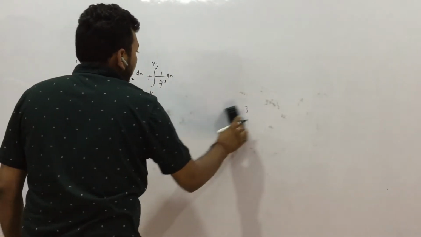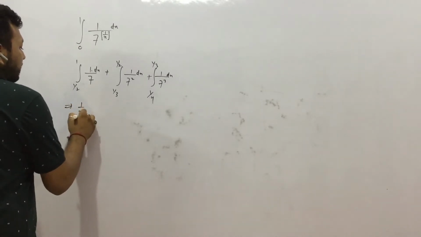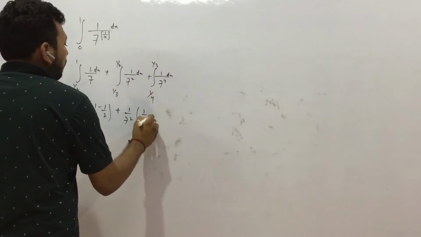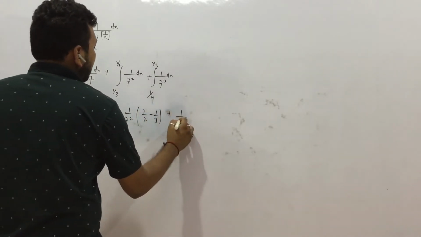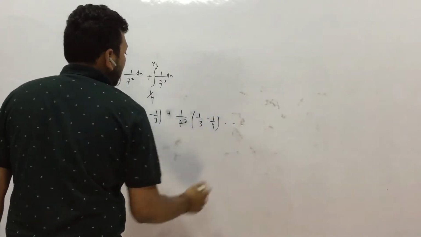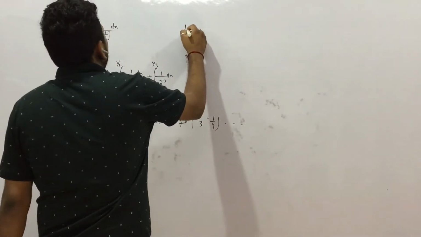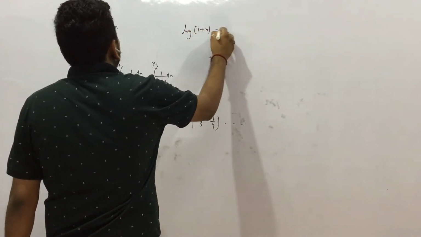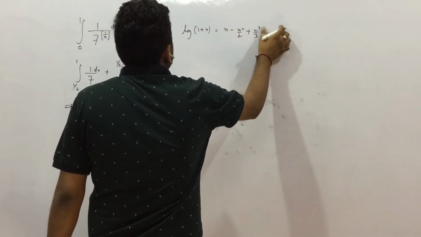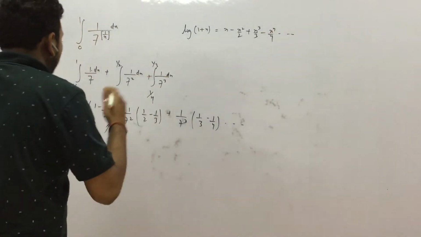First of all, I have categorized the question and identified the different limits. Now let us solve this. It will be 1 by 7 times (1 minus 1 by 2), plus 1 by 7 square times (1 by 2 minus 1 by 3), plus one more term, 1 by 7 cube times (1 by 3 minus 1 by 4), and so on up to infinity. So many terms. Now we know what log(1 plus x) is: x minus x square by 2 plus x cube by 3 minus x to the power 4 by 4, and so on. Let us compare it with these.